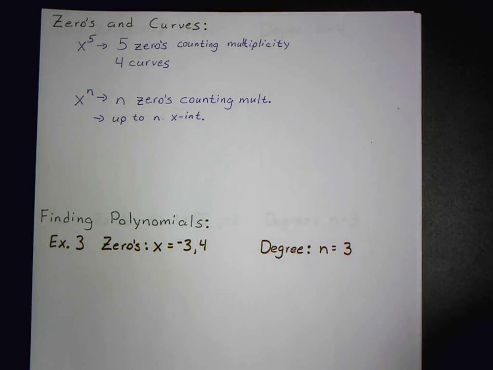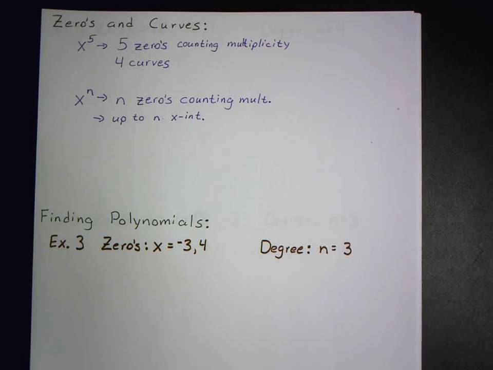But can that graph have 6 x-intercepts? No. It could have 0 x-intercepts, right? If all of it... No, actually it can't have 0 x-intercepts. It has to have at least 1 x-intercept, and I'll explain that here in just a second. An even-powered function can have 0. An odd-powered function has to have at least 1 because... let me explain why it has to have at least 1.